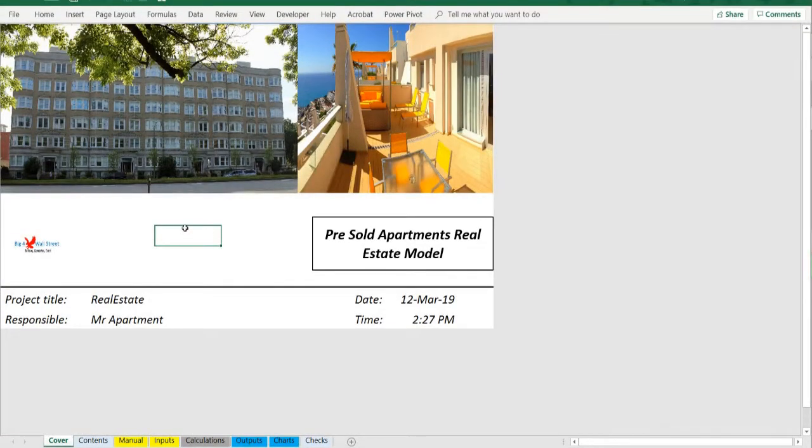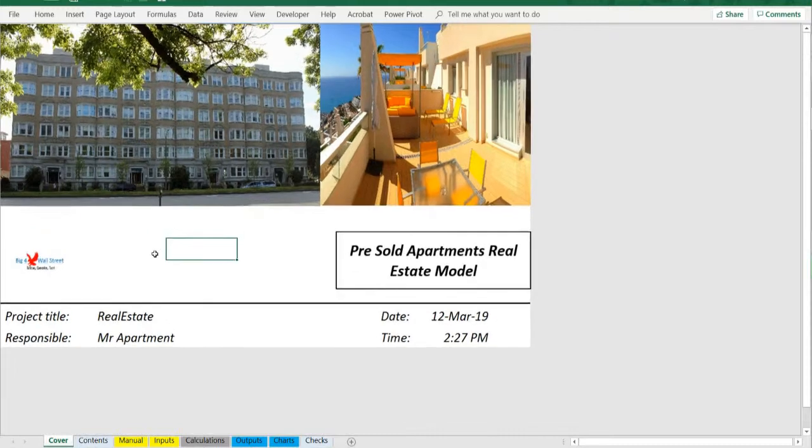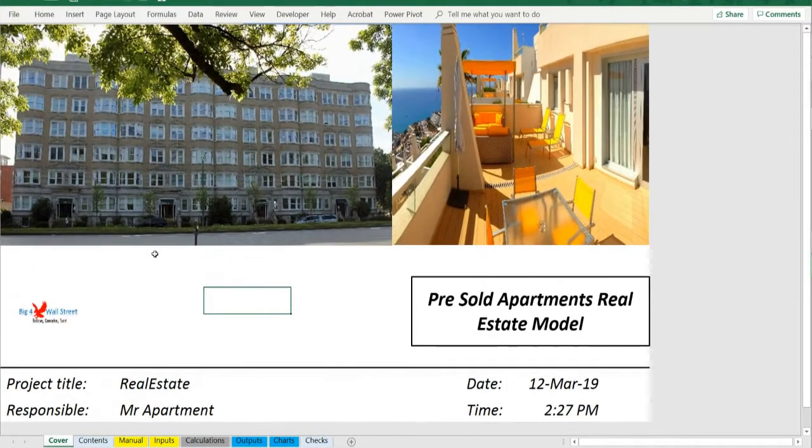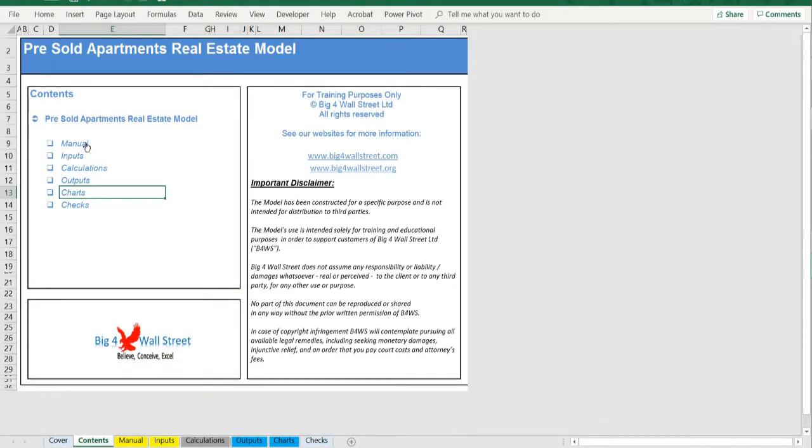Pre-sold apartments real estate model presents the case where a land plot is purchased and an apartment complex is built with the aim to sell each apartment to interested clients. The model generates the three financial statements as well as the cash flows of the project and equity investors and calculates the relevant metrics, cash on cash, internal rate of return. The financing options for the project include a construction loan, a bridge financing as well as an overdraft facility and of course equity funding from investors.